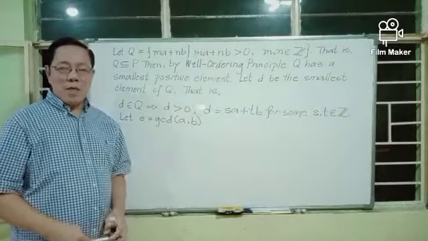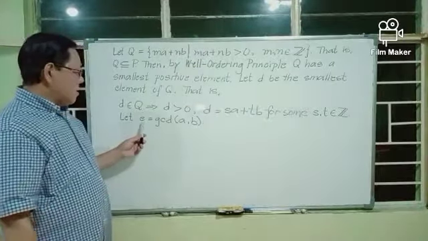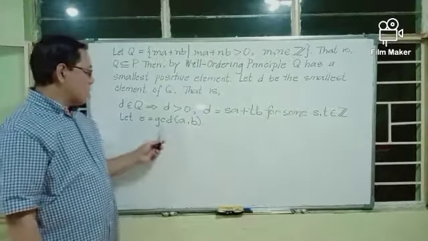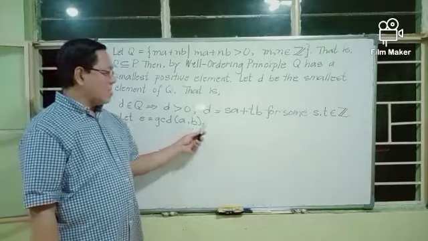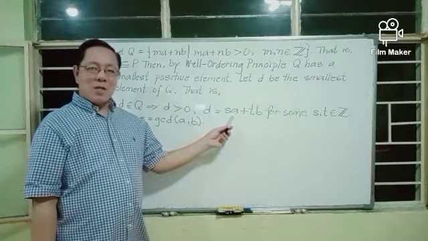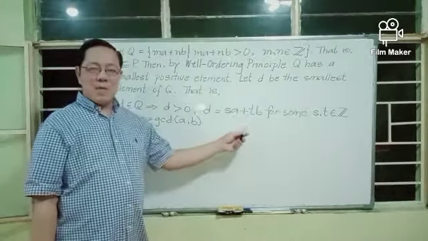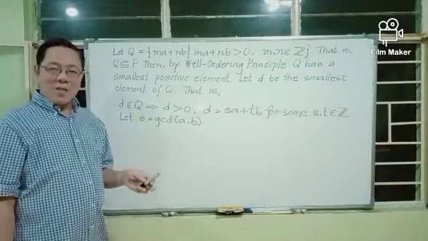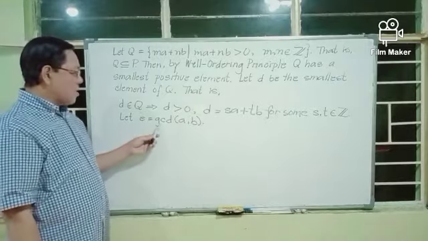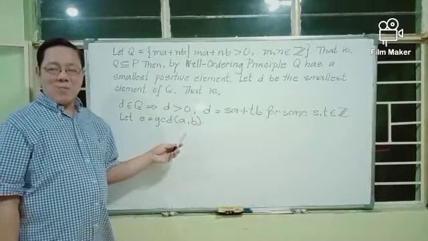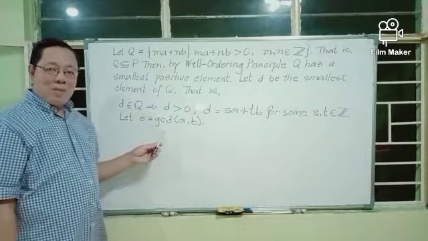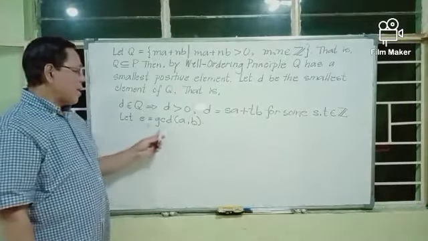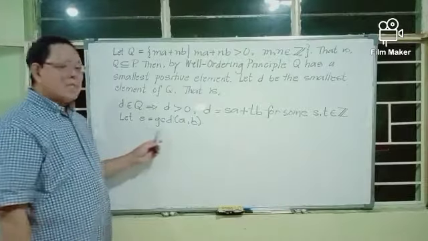And we will show here that e is equal to d. And if we can show that, we can conclude that the greatest common divisor of a and b is equal to the linear combination of a and b. And by definition, e is the greatest common divisor of a and b, which means that it is a common divisor of a and b, which means that e divides a and e divides b.